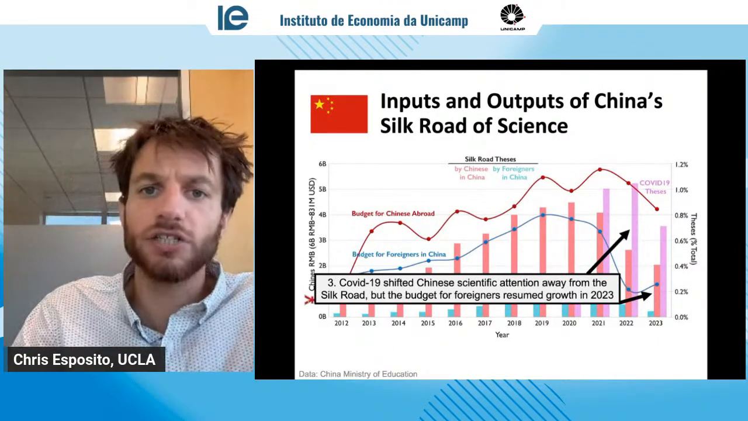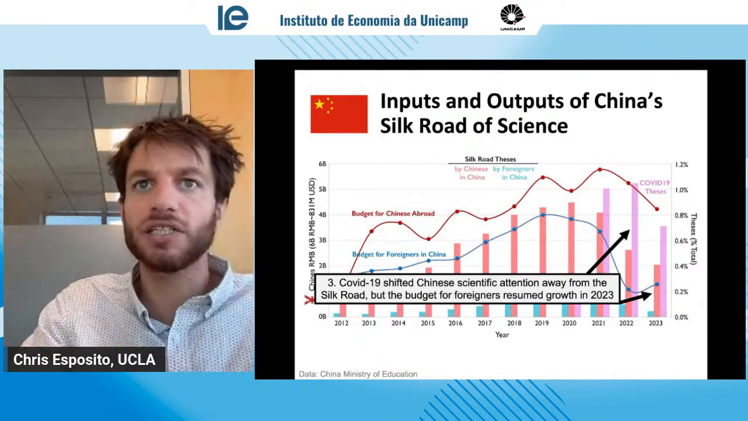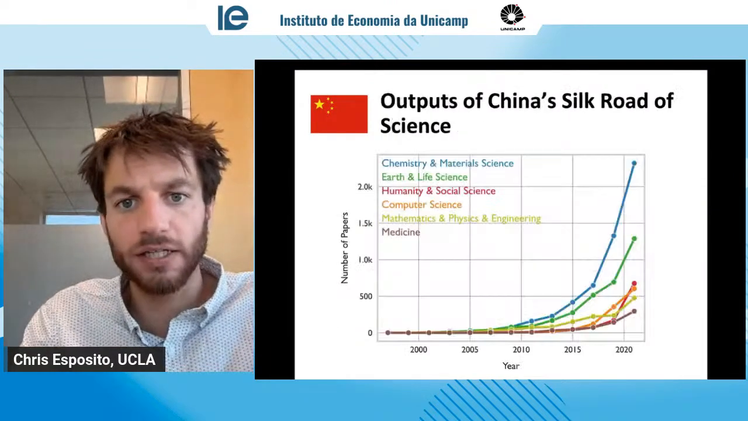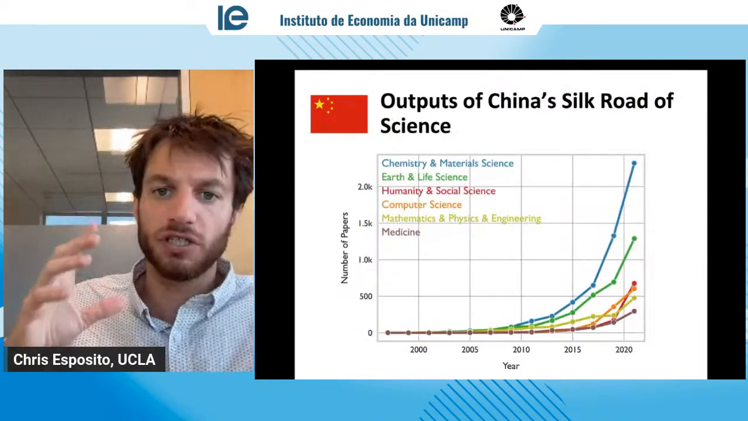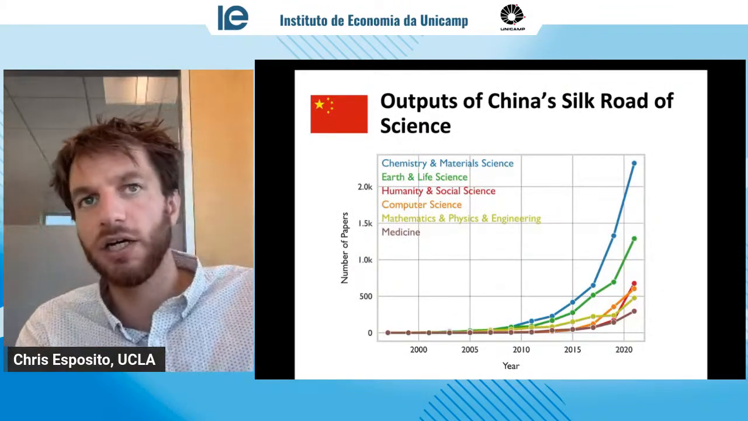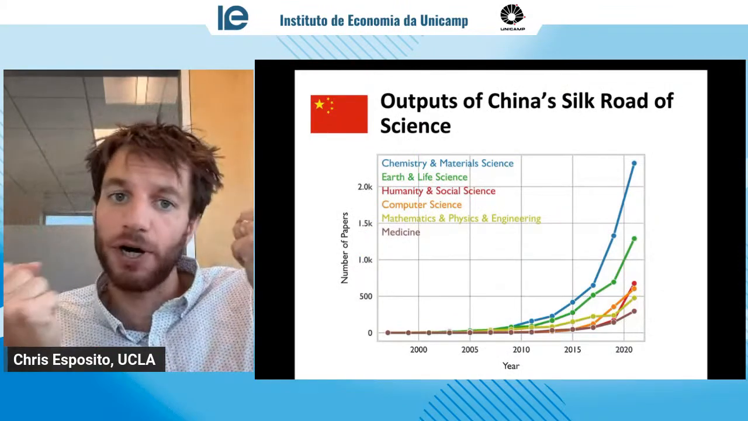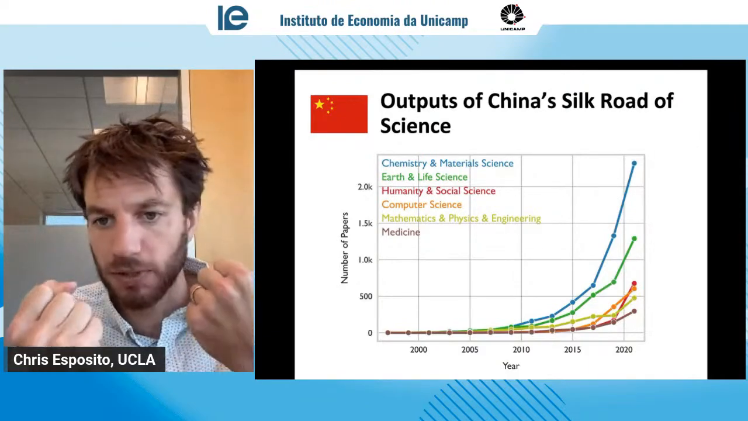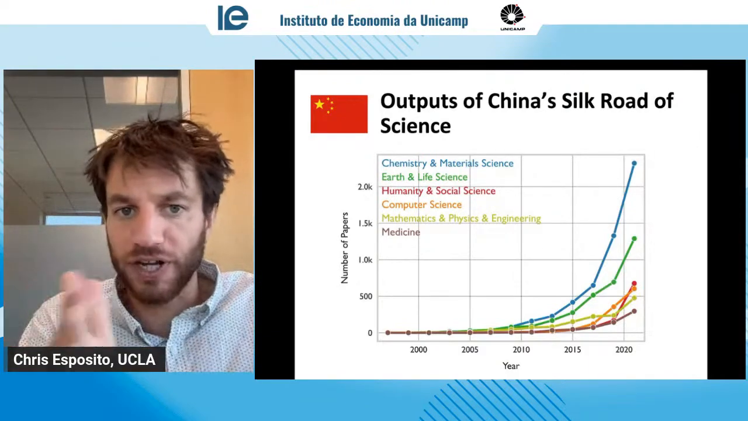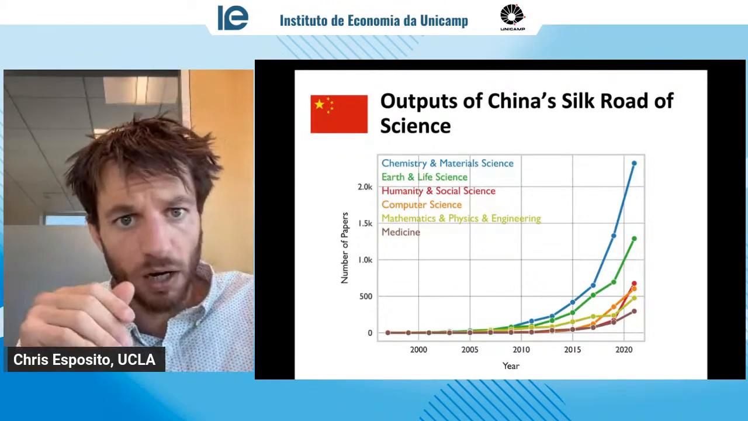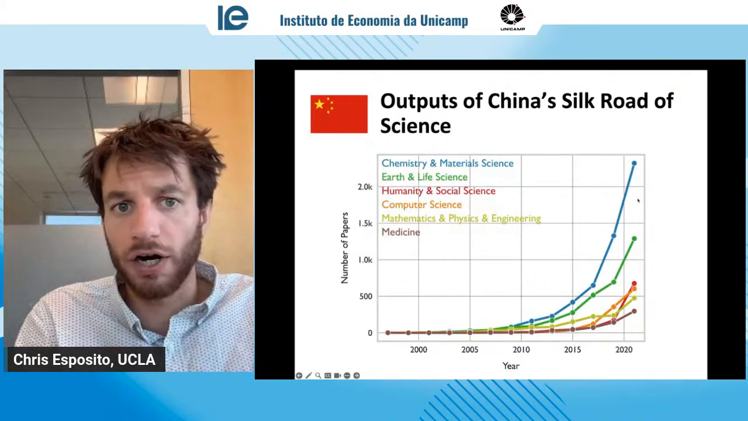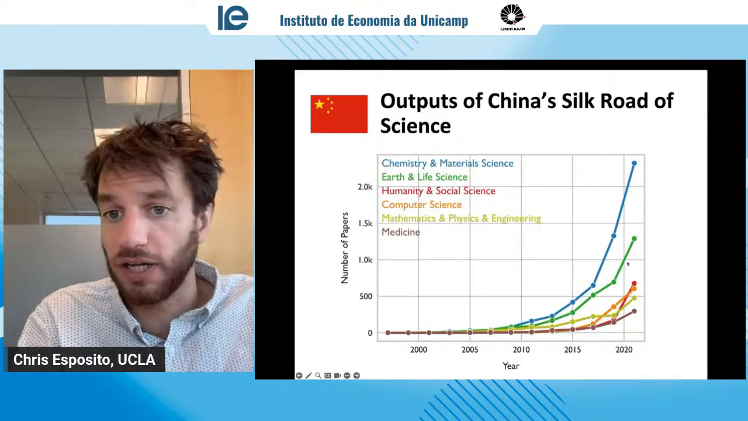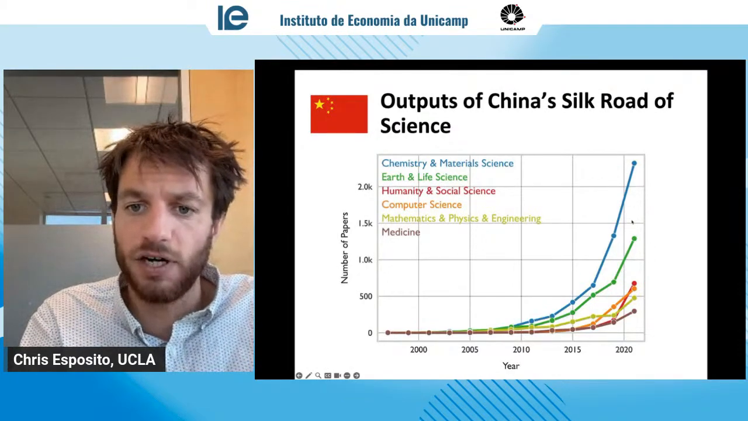To get a better sense also of what other outputs China is getting by developing the Silk Road of science, we looked at the types of fields that China and Silk Road scientists collaborate and publish in. So these are papers from scientific paper publications, and we're now just breaking them down by field. The largest fields are chemistry, material science, earth and life sciences, and that didn't surprise us very much.